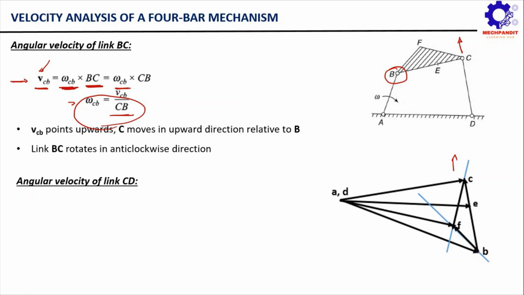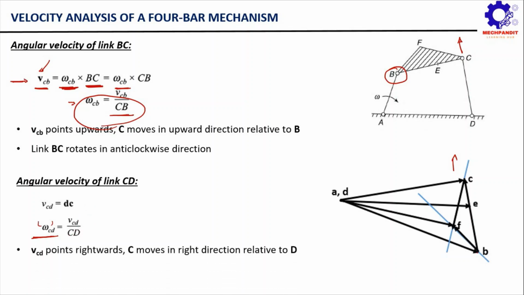For the angular velocity of link CD you can apply the relation V equal to R omega. Very simple. So the velocity of C relative to D will be equal to CD into omega CD. I am just denoting the angular velocity using omega CD. So omega CD is simply equal to VCD divided by CD.